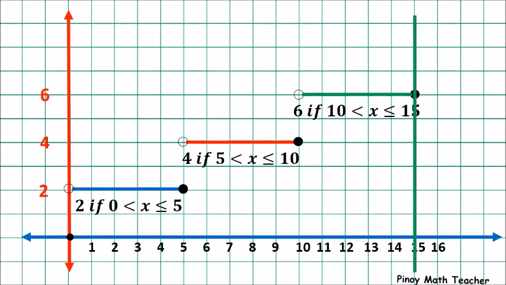So, included yung 10. Third na situation natin, 6, if x is greater than 10, but less than or equal to 15. So, sa vertical line test, kailangan isang point lang sa graph ang tatamaan niya. So, pagka dalawa yung tinamaan, ibig sabihin ito ay hindi function. So, check natin.